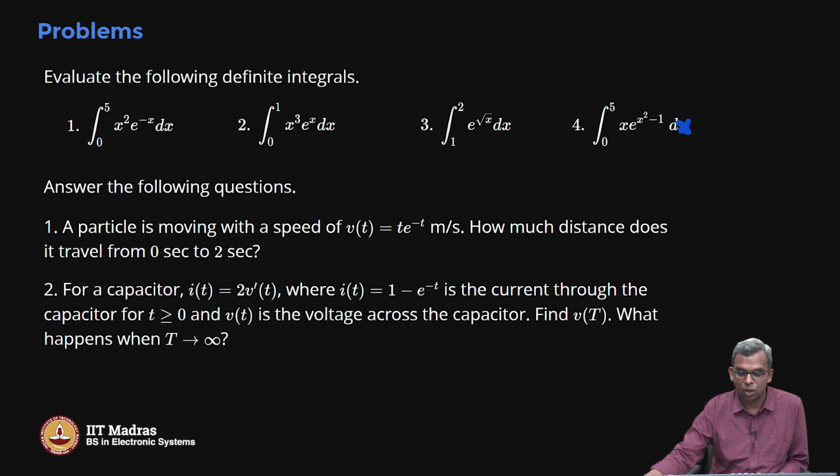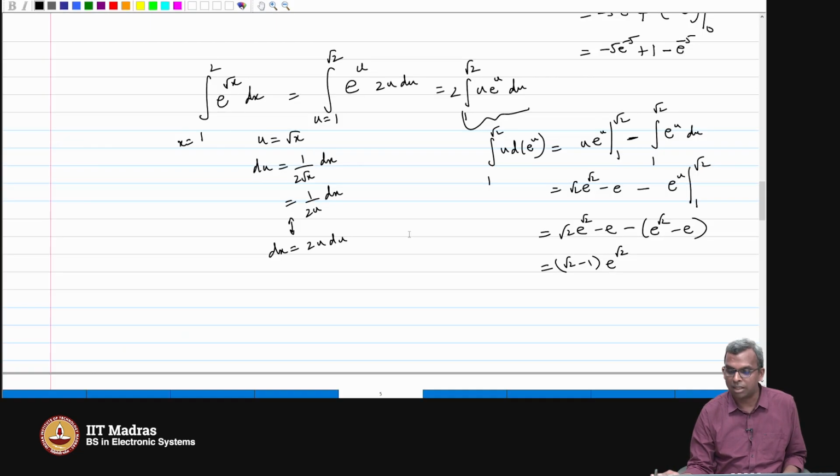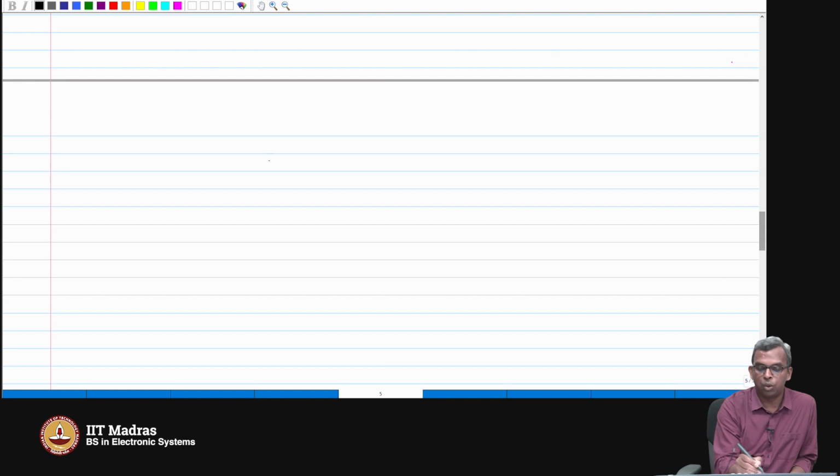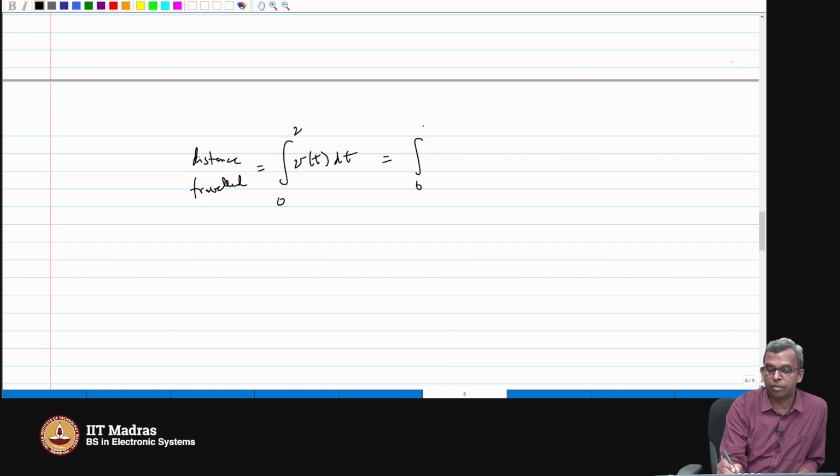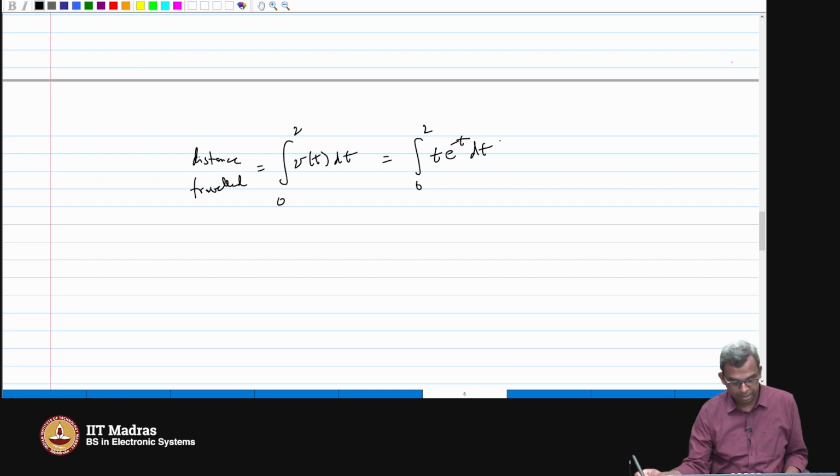So, at 0 seconds it has a speed of 0, at 2 seconds it has a speed of 2e^(-2), but then the speed varies, isn't it. So, how do you go from speed to distance traveled? You know already that if you do the integral from 0 to 2 of v(t) dt, this is going to be the distance traveled. Now, this v(t) is given as t e^(-t). Now, it just becomes an integration problem, okay.